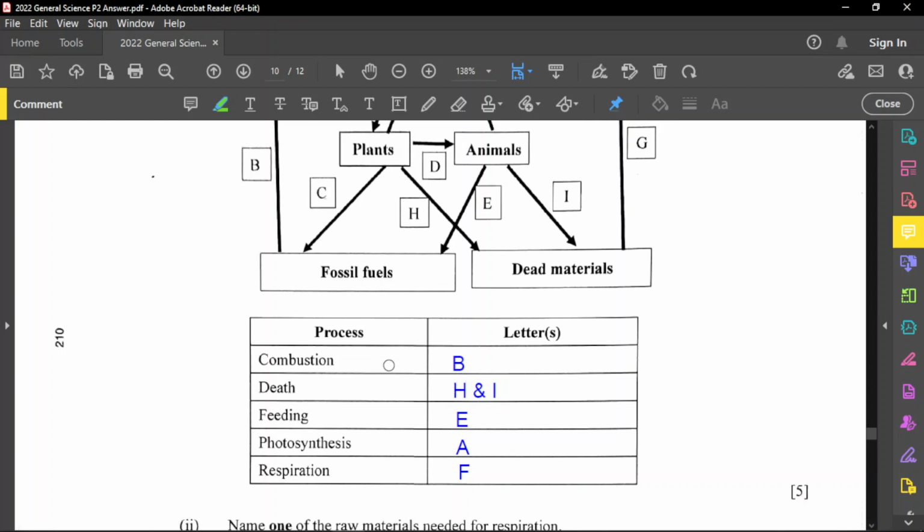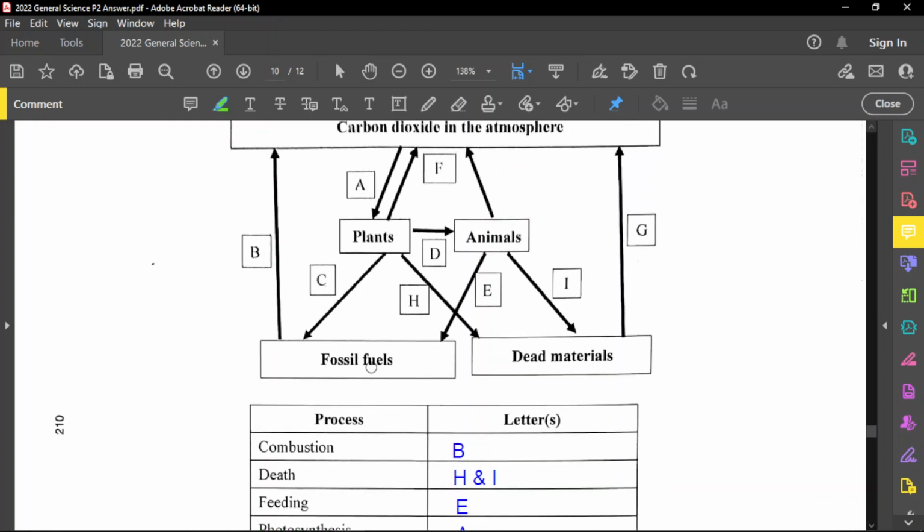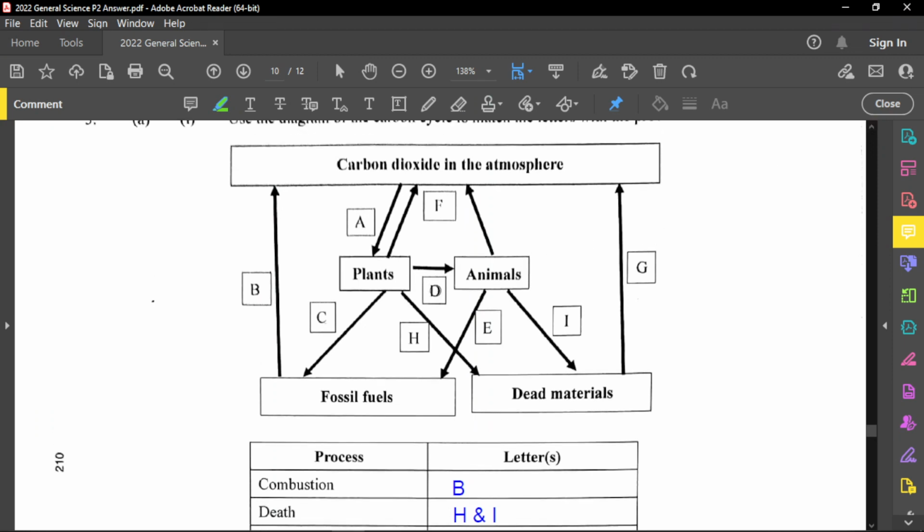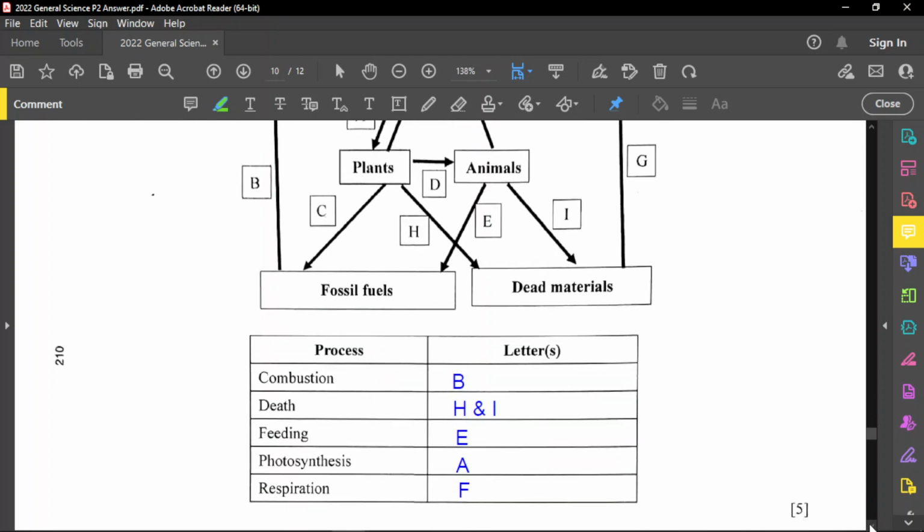And so process B is combustion, and let me just go here to show you what combustion is. So you have fossil fuel, and when you burn fossil fuel, you get carbon dioxide in the atmosphere, so that is definitely combustion. Death will be H and I. So plants will die, animals will die, and you have the dead materials coming from the living organisms. Now, feeding is where you see an arrow moving from one organism to another. And so feeding here could be D, the animal eating the plant. All right, so D is feeding.